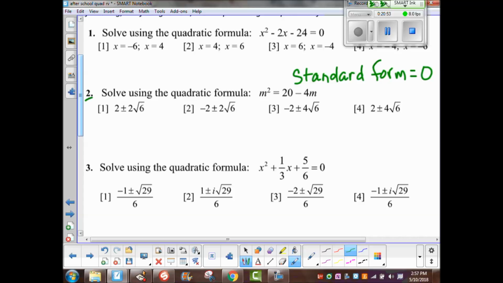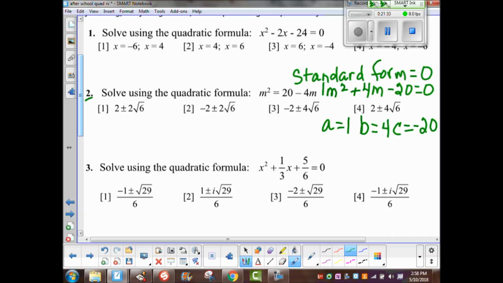To make life easier, try to make your squared term positive. So I'm going to move the 20 and the negative 4m over to the left. So m squared plus 4m minus 20 equals 0. I just rewrote it, set it equal to 0. That's all I did. We good? Now I can list out my a is 1. That's my leading coefficient. B is the coefficient of the linear term, so that's 4. And C is the caboose, C is the constant.